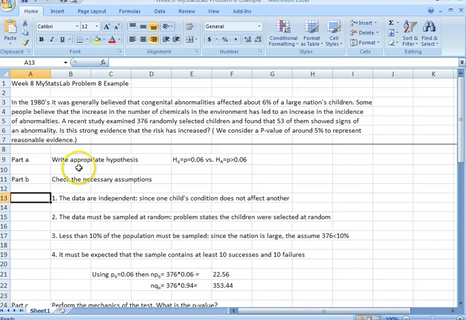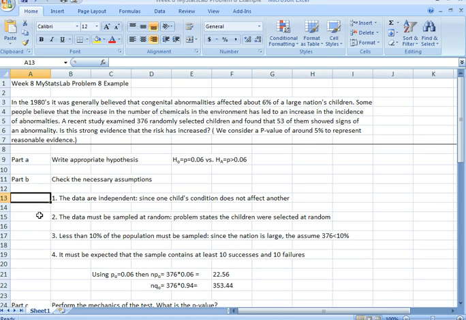Part A asks us to write an appropriate hypothesis. Since our problem states that about 6% are affected, it makes sense that our null hypothesis should be that p does in fact equal 6%, or 0.06. So our alternate will be that this probability is greater than, so p is greater than 0.06.